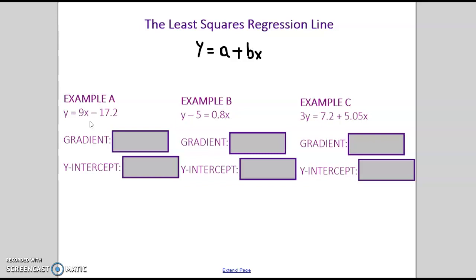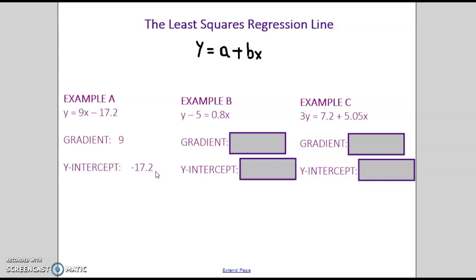So in this case, the coefficient of the x, the number that is multiplying the x, is a 9. That is our value of b, and so that is our gradient. Then the constant that is on its own is the 17.2, but be aware that it is negative. So our value for a, our y-intercept, is negative 17.2.